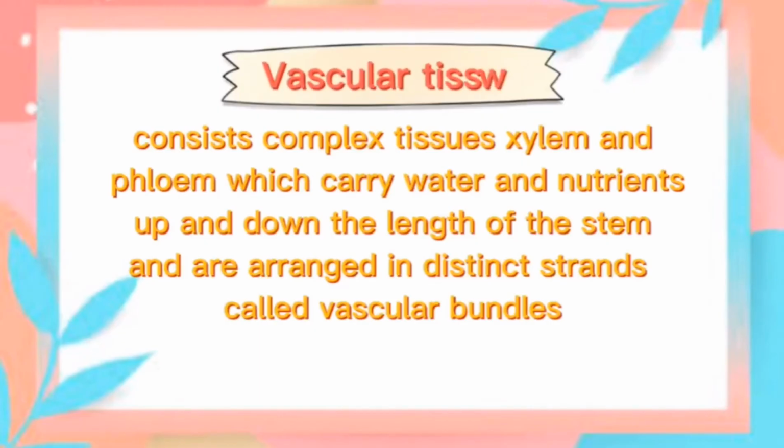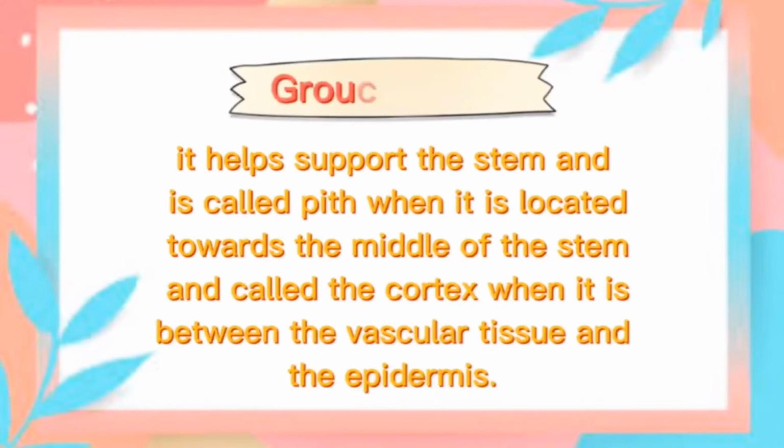The vascular tissue consists of complex tissues, xylem and phloem, which carry water and nutrients up and down the length of the stem and are arranged in distinct strands called vascular bundles. The ground tissue helps support the stem and is called pith when it is located towards the middle of the stem, and called the cortex when it is between the vascular tissue and the epidermis.